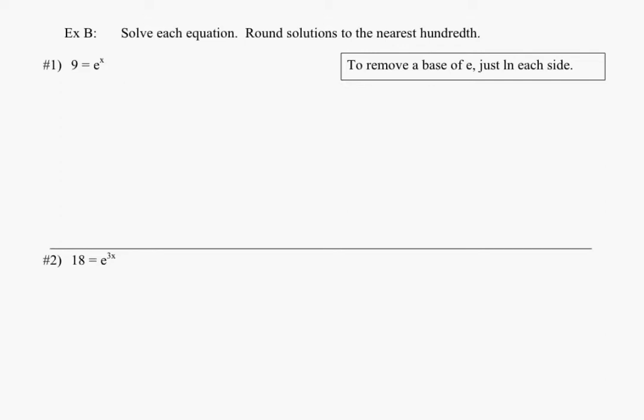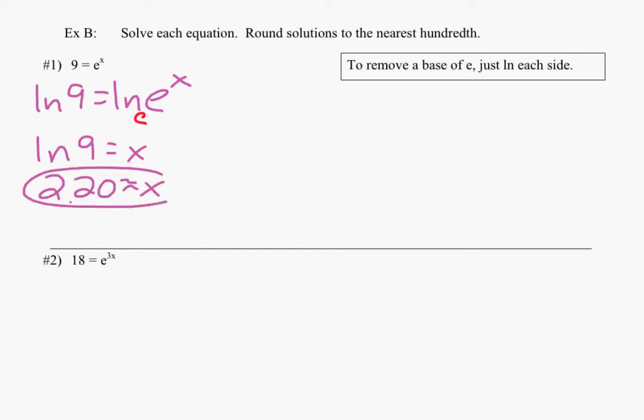Depending on the problem would determine which base you would want to have, either a 10 or an e. For this first problem, if you natural log both sides, natural log of 9 equals natural log of e to the x. If you recall one of the properties that we learned from logarithms, if the base, in this case e, is the same as the base of your argument, then this whole thing on the right simplifies to just the exponent. So it's just x. So we have natural log of 9 equals x. That's the exact answer. Directions say round it to the nearest hundredth. If you put that into your calculator, you get 2.20 to the nearest hundredth.